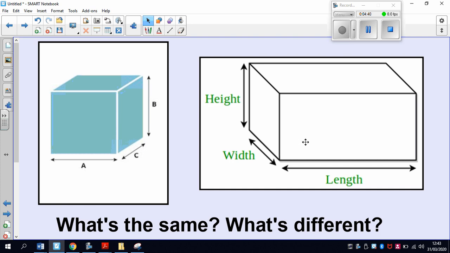Whereas a cuboid looks like a very stretched out cube, doesn't it? Okay, and it's not just the length that's different, the width and the height can be different to each other as well. Think about cereal boxes.